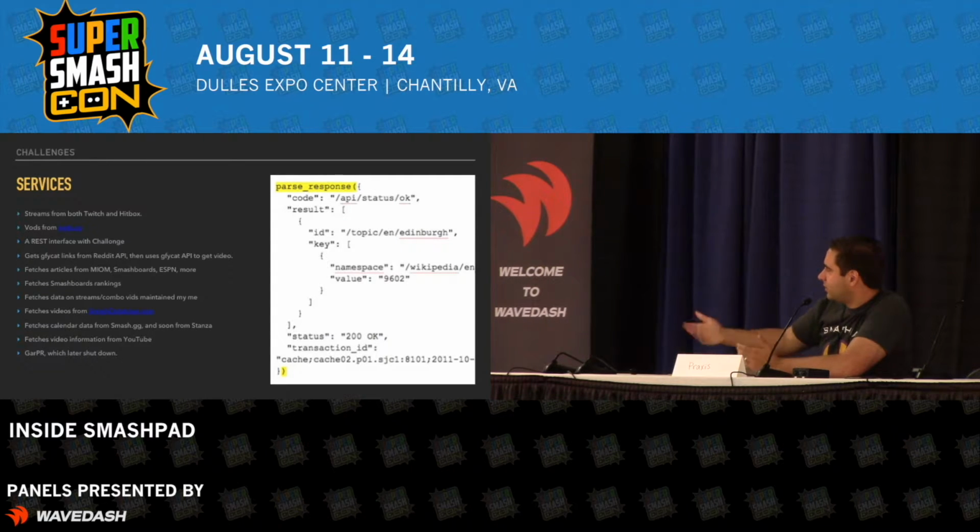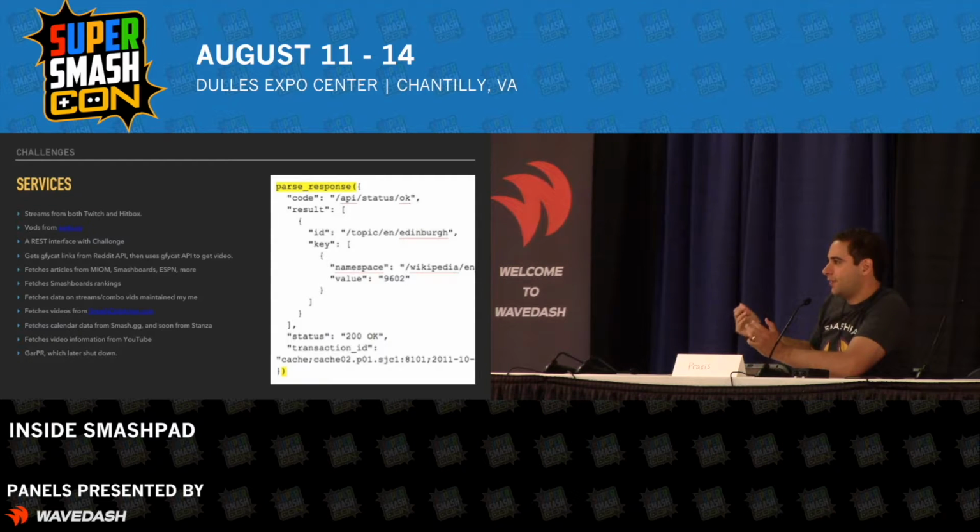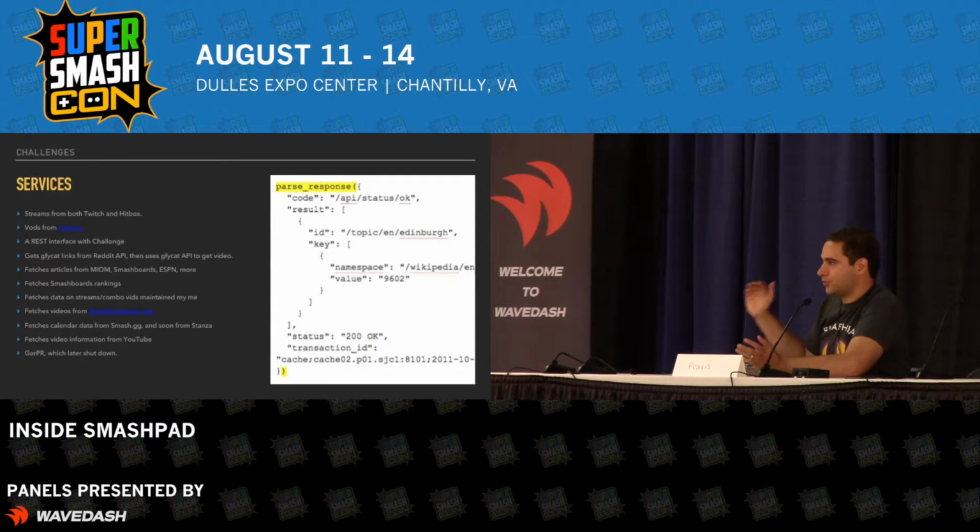I've got Challenge, I've got Twitch, I've got Hitbox, I've got to fetch from both. I've got to figure out which ones are tournaments. I'm pulling data from Smash.gg for calendars. And in the Android version, I'm actually using Stanza and Smash.gg, and I'm comparing both calendars, removing duplicates, and then figuring out which tournaments are live right now. I'm fetching data from 5 different news sources, rankings from different sources, etc., etc.